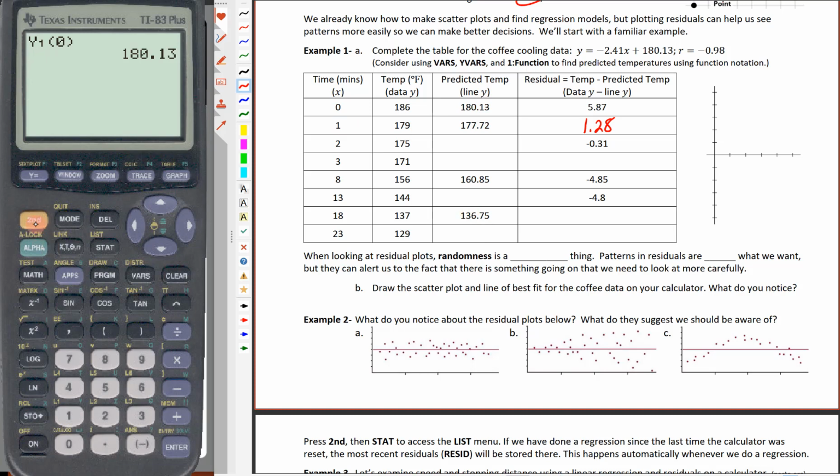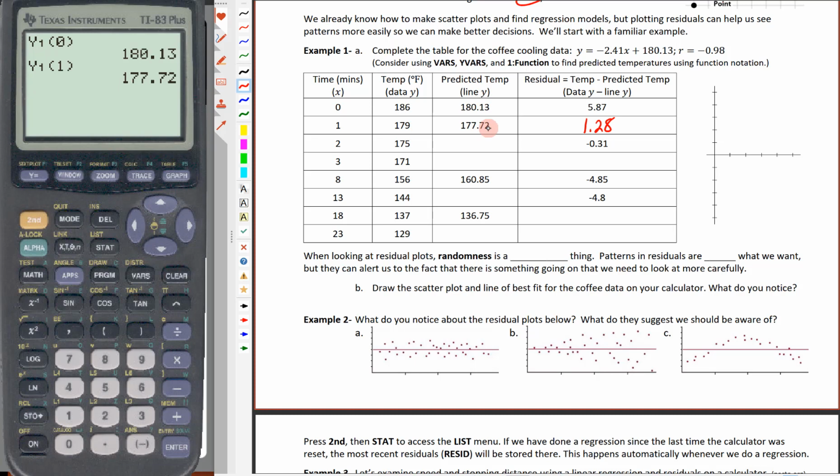So again, it's vars, y-vars, function, hit number 1, and then I'm going to put a 1 in there because we're plugging in a 1. This is just like function notation. This is y1 of 0. This is y1 of 1. We hit enter, and there's the 177.72.